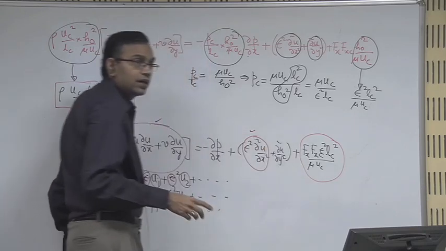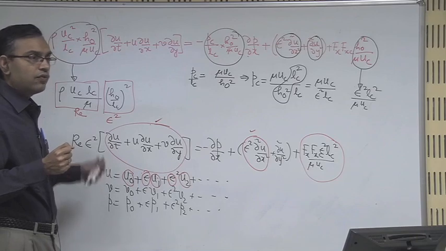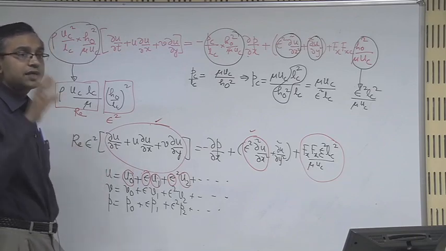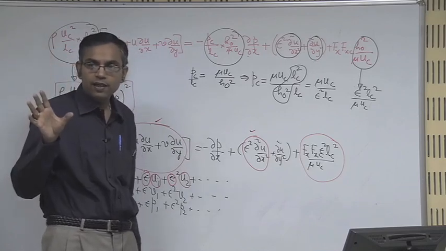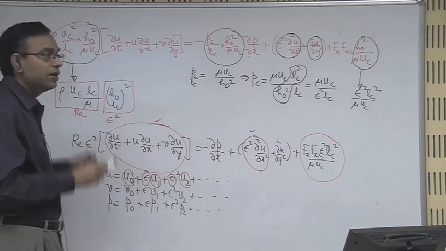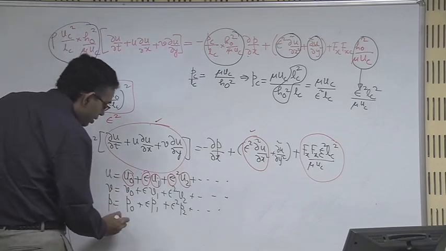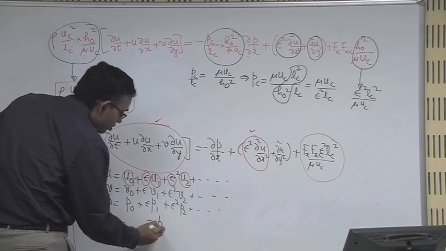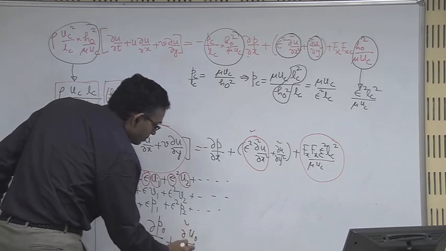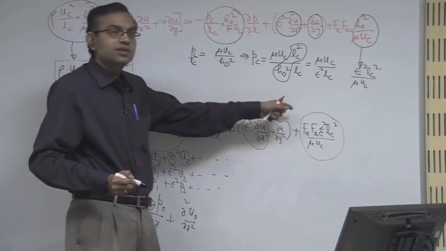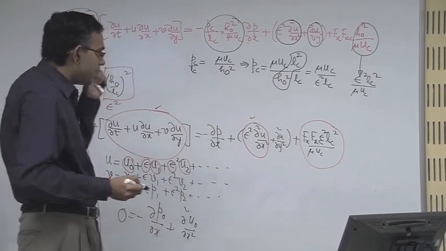Okay. So, when you do that, you will see that the dominant terms of the order of 0, that is, of the order of epsilon to the power 0, which terms will remain? This term will definitely not be there, because there is an epsilon square multiplier. So, you will get 0 is equal to minus del p 0 del x plus del square u 0 del y square, and the body force, it is better to retain, because you do not know what is the appropriate scale.